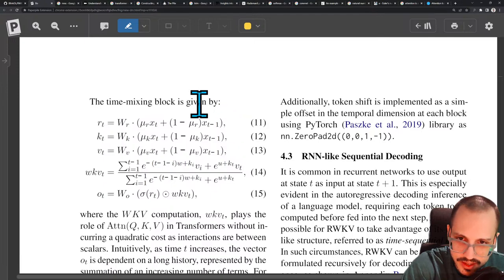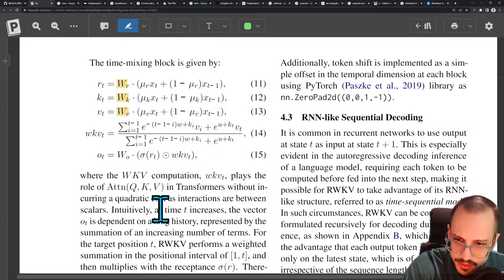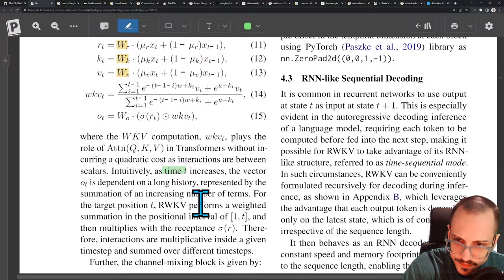The time mixing block is given by RT. You've got the weights for R, the weights for K, and the weights for V, at time T, so T is time. Vector OT, what is OT? It performs a weighted summation in the positional interval of 1 to T, and then multiplies with the receptance sigma of R. Okay, so we finally got a definition for sigma of R.